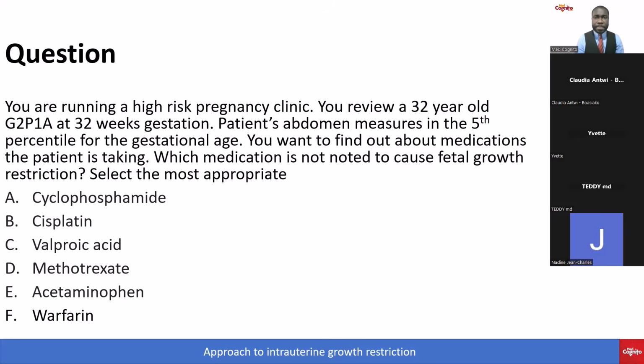Patient's abdomen measures in the 5th percentile for the gestational age. You want to find out about medication the patient is taking. Which medication is not noted to cause fetal growth restriction? Select the most appropriate. Choices are cyclophosphamide, cisplatin, valproic acid, methotrexate, acetaminophen, and warfarin.